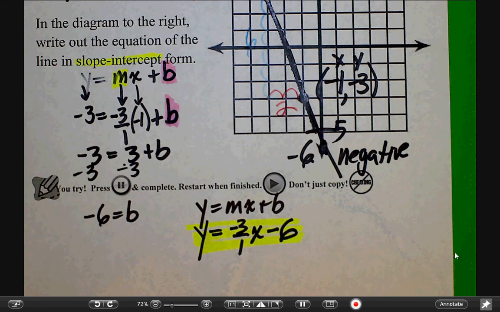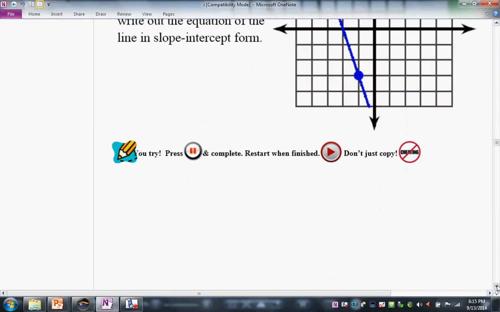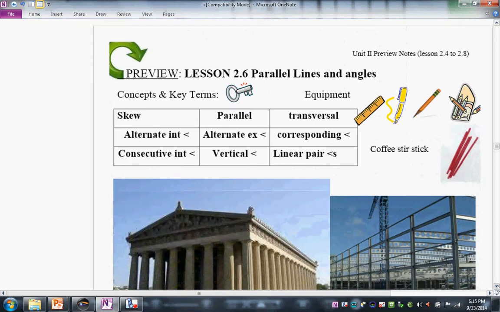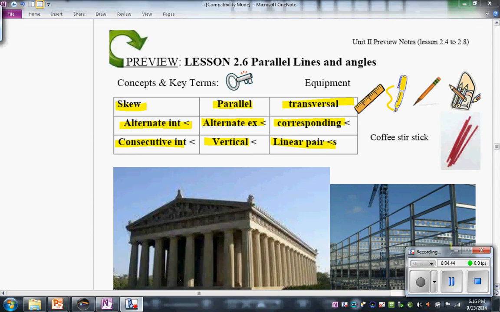We're going to continue talking about lines today, but specifically parallel lines. Lots of vocabulary today. You need to be familiar by the end of this lesson with these words: skew, parallel, transversal, alternate interior, alternate exterior, corresponding, consecutive interior, vertical, linear pair.